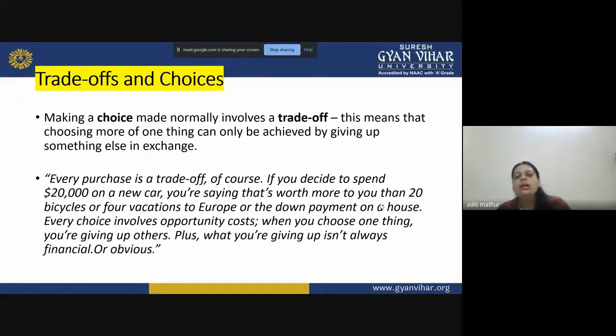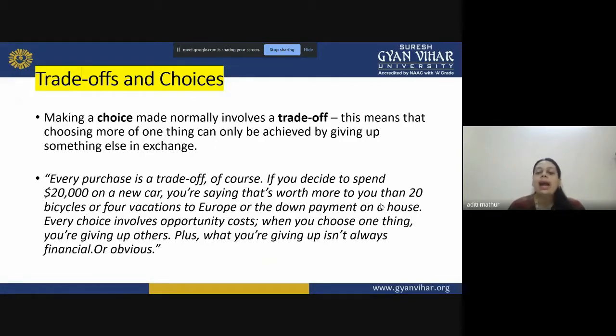When you choose a thing, you are giving up another, right? So if I'm choosing to buy a new car, I am giving up all these things. What all? I'm giving up the bikes, I'm giving up the vacations, I'm giving up a down payment of a house just to have a car which is worth $20,000, right?